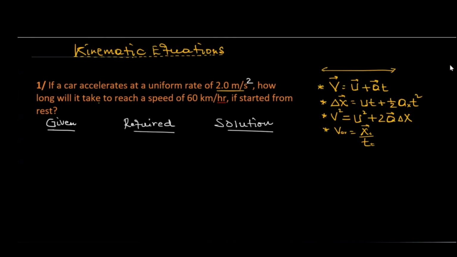Number one, if a car accelerates at a uniform rate of 2 meters per second squared, how long will it take to reach the speed of 60 kilometers per hour if it started from rest?